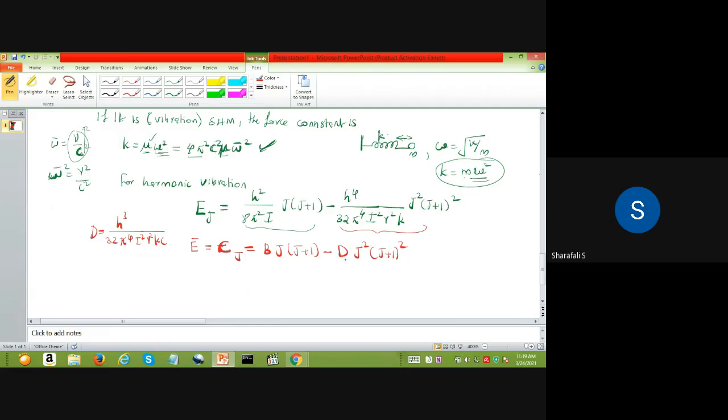And this D, we call it the centrifugal distortion constant, or coefficient. Centrifugal distortion constant, and its value, which is associated with B, is D equal to 4B cube divided by omega bar square.